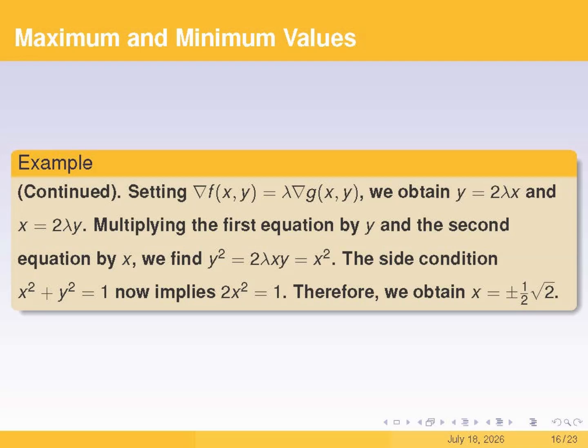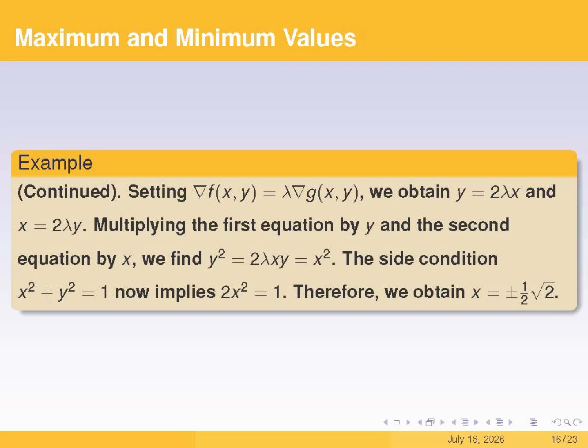Now, for two vectors to be equal, their individual components must match. The first component of the gradient of f is y, which has to equal lambda times the first component of the gradient of g, giving us 2 lambda x. Then, the second component of the gradient of f is x, which must equal lambda times the second component of the gradient of g, giving us 2 lambda y, just like you see on lines 1 and 2.